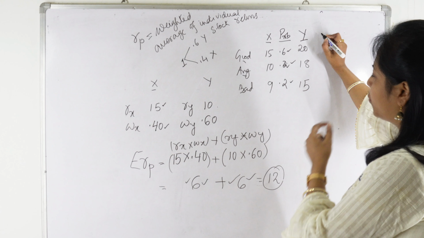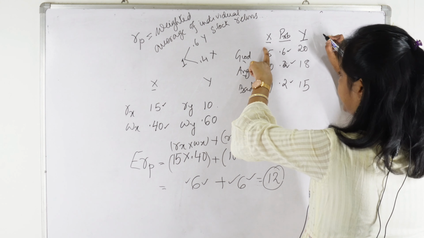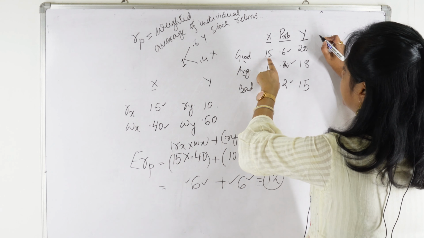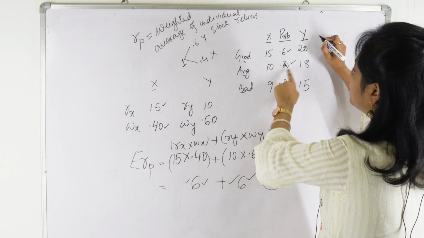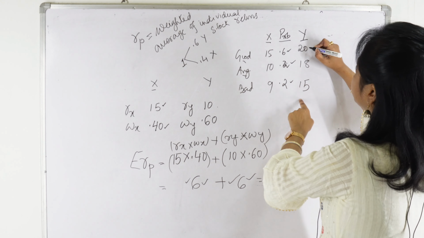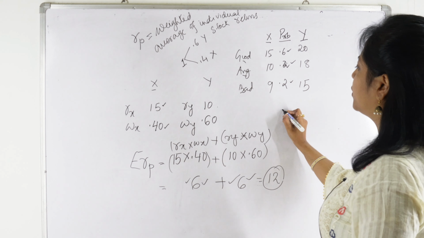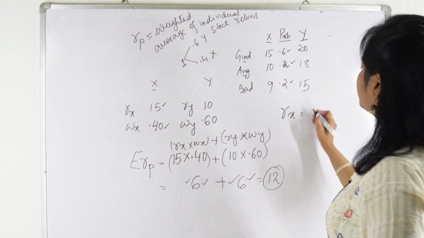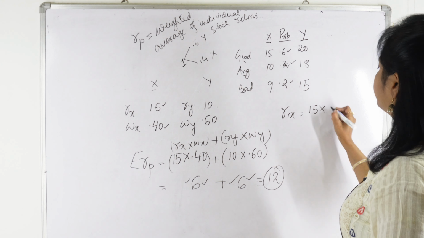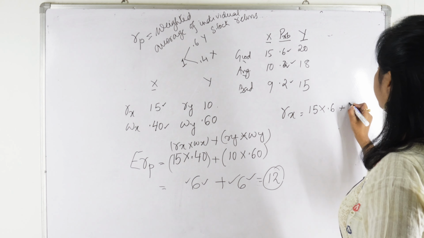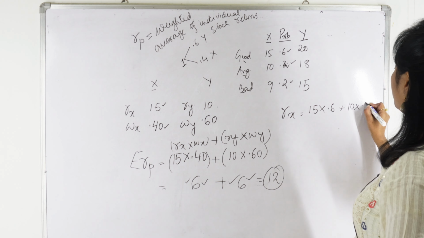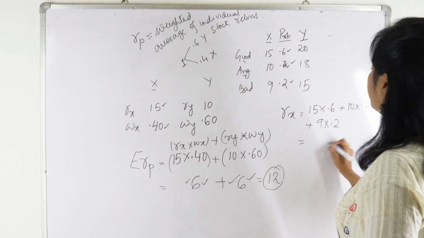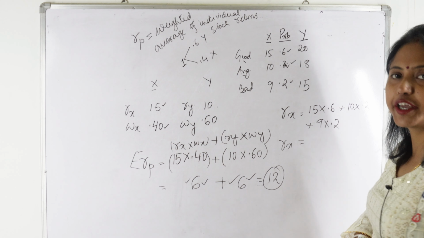So if you have to know the expected return of X, you have to find it out by multiplying 15 into 0.6, 10 into 0.2, 9 into 0.2. Suppose I want to know the expected return of stock X, Rx. So I will do 15 into probability 0.6 plus 10 into probability 0.2 plus 9 into probability 0.2. When I sum them all, I get the expected return of stock X.